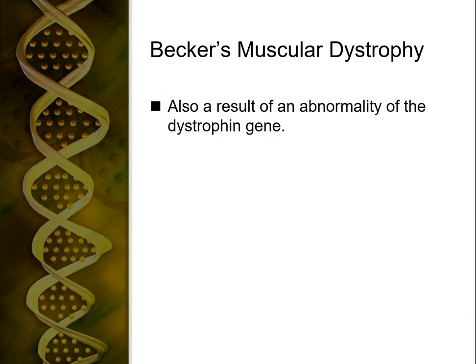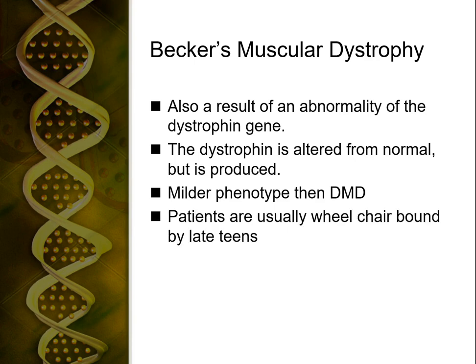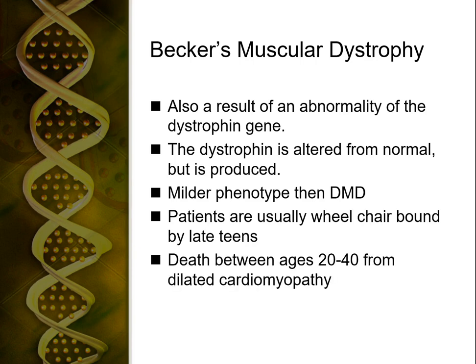Becker's muscular dystrophy is also an abnormality in the dystrophin gene. The dystrophin is altered, but some is produced. It has a milder phenotype than Duchenne's, and patients are usually wheelchair bound by their late teens, with death between 20 and 40, again because of the dilated cardiomyopathy similar to the Duchenne's.